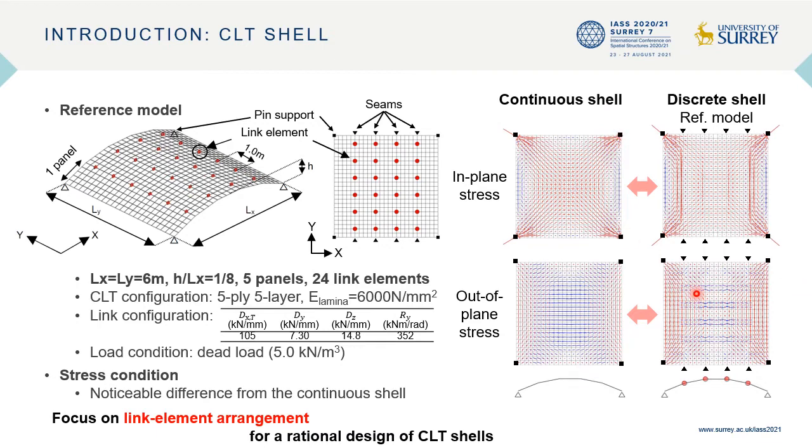For in-plane stresses, the discrete shell shows a large in-plane moment in the bottom panels, while for out-of-plane, a bending moment is concentrated on the link element at the center apex. So in the CLT shell design, it should be fully considered that the force flow is different from continuous shells. So we focused on the link element and proposed a method to find a reasonable arrangement.